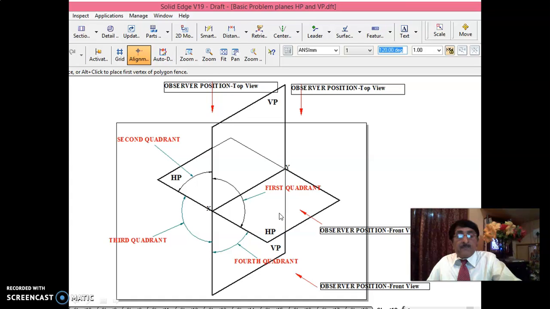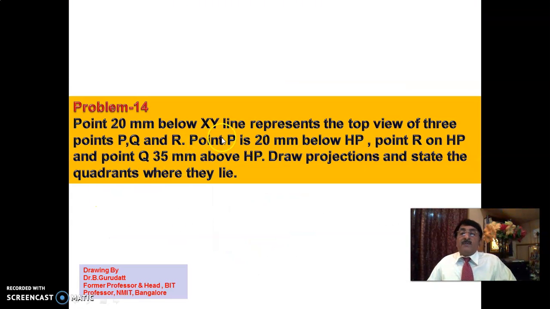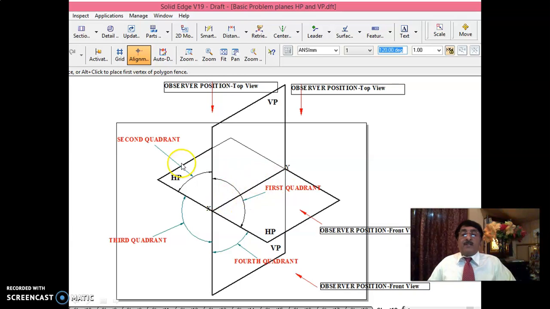Knowing this, a point 20 mm below XY line representing the top view of 3 points PQR means you should immediately understand that the points are one below the other and that too in the first and the fourth quadrant. Sometimes, a point 20 mm above XY line represents the top view of 3 points PQR. Above XY line you have HP, that is, in the second quadrant and third quadrant. Above XY line you have HP where you can draw the top view.